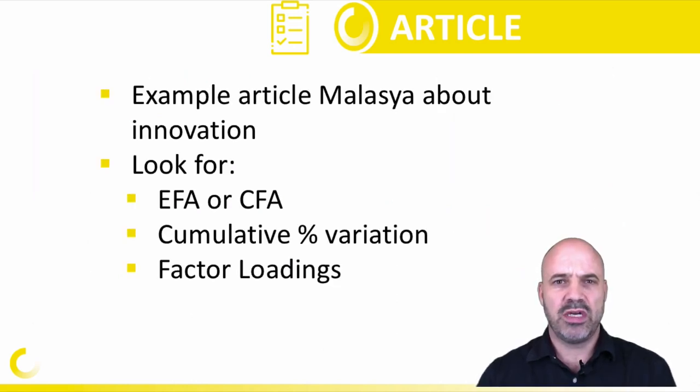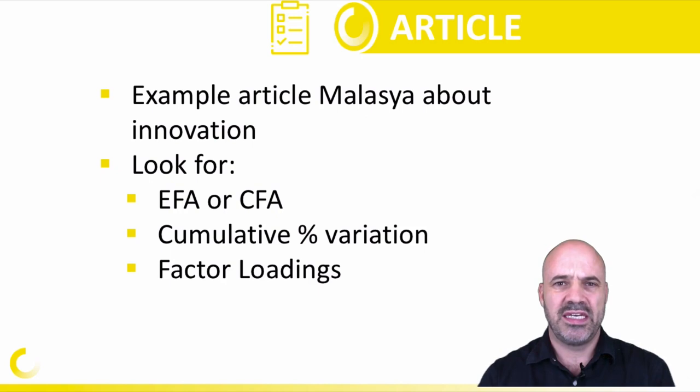Then let us look at an example of an article from Malaysia. It's about innovation and the constructs on innovation, or there's a few scales on innovation that's validated in that article. It's not the full-scale construction process, but that's not necessary. As I said, what's necessary is at minimum exploratory factor analysis for construct validation and the Cronbach alpha for the reliability of the items or the statements. Confirmatory factor analysis will also work.